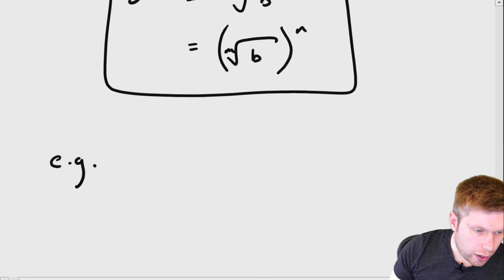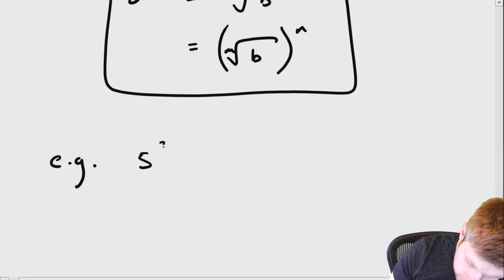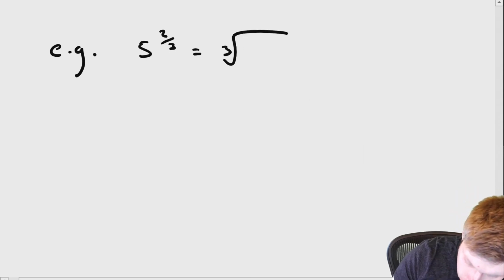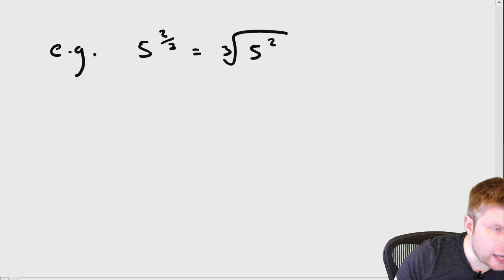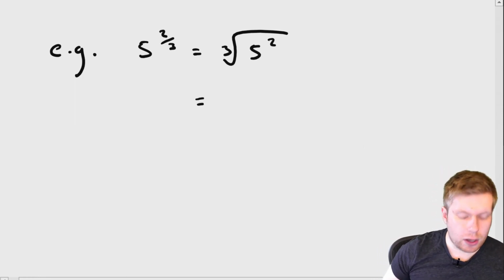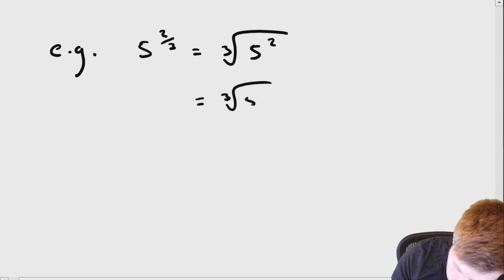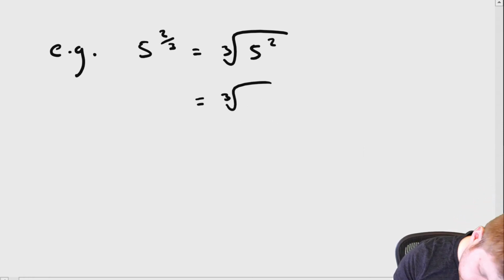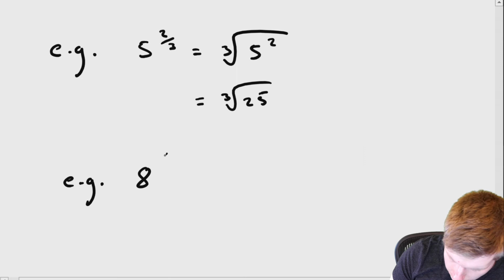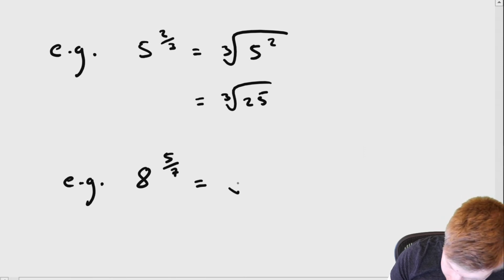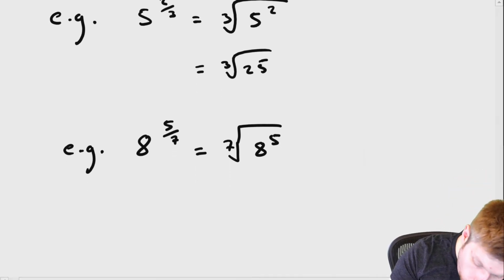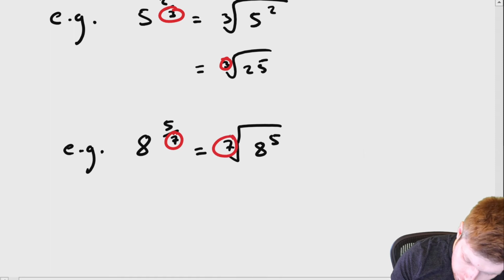Let's try it with 5 to the power of 2/3. The denominator of the fraction always climbs down to become that root. 5 stays the same. It doesn't matter whether I put the 2 here or outside there, but that's what we get: the cube root of 5 squared. Or if you prefer, you could write that as the cube root of 25. Doesn't matter which. Let's see it with another example. Let's try 8 to the power of 5/7. That's just going to be the 7th root of 8 to the power 5. So you notice it's always the denominator that climbs down to become the root.